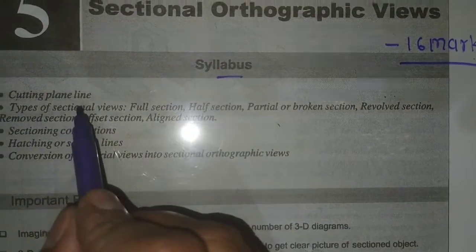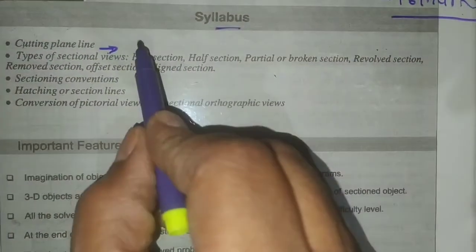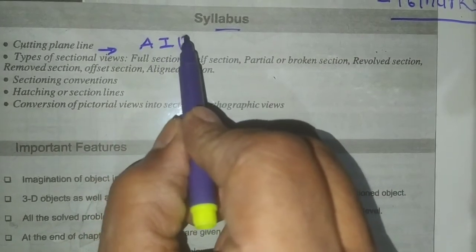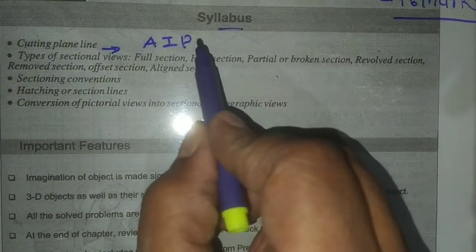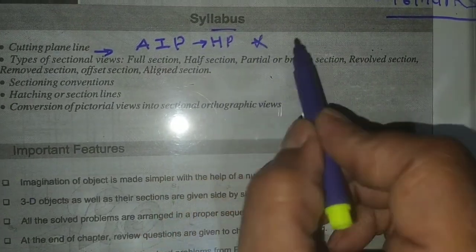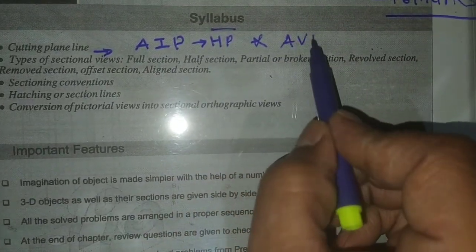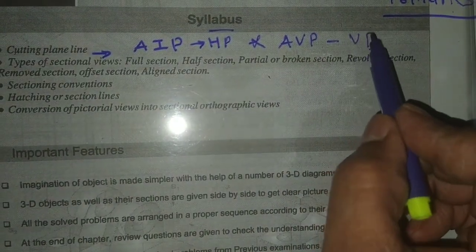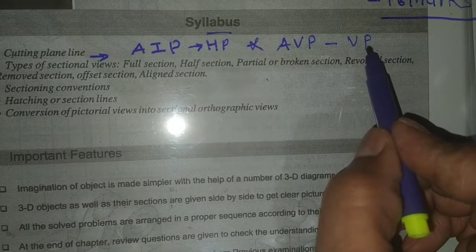The cutting plane line. We have to study the cutting plane line. There are two cutting planes we have already studied: AIP, that is inclined to HP, and AVP, inclined to VP, where we have studied in solids.